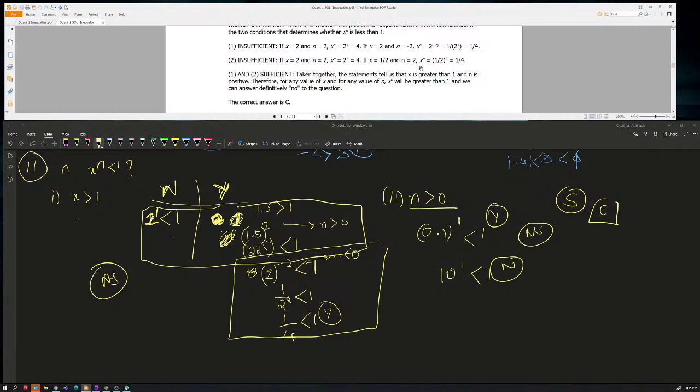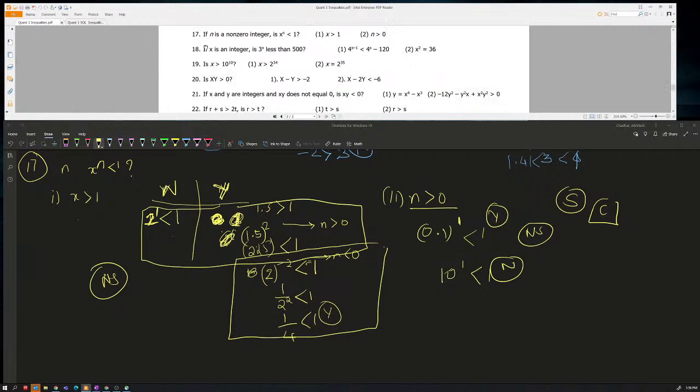Okay, taken together, the statements will tell us that x is greater than 1 and n is positive. Therefore, any value of x and n will give a result greater than 1, and we can answer definitely no for this question. Correct answer is C.